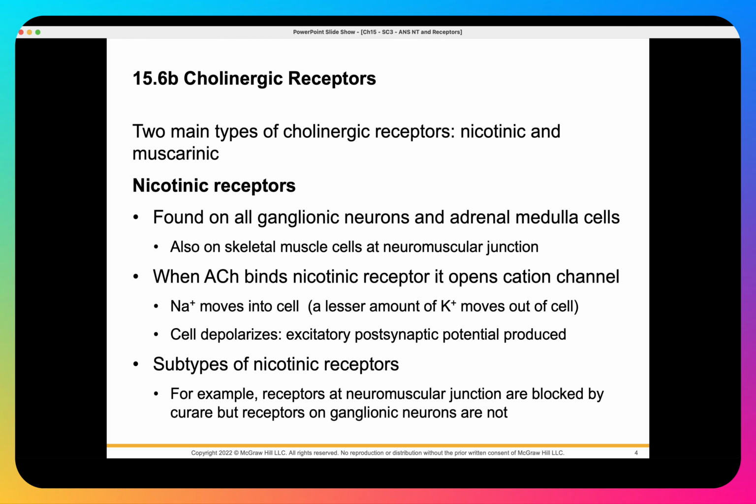Now, an example that we might want to think about is what happens when receptors at the neuromuscular junction are blocked. An example is curare, and what we're going to see is that the receptors on the ganglionic neurons are also affected when we look at that.